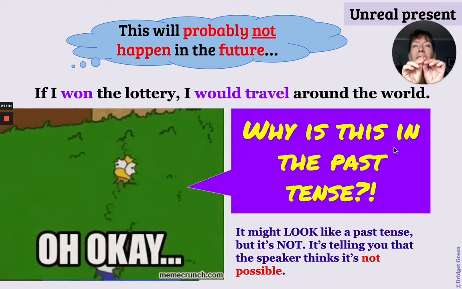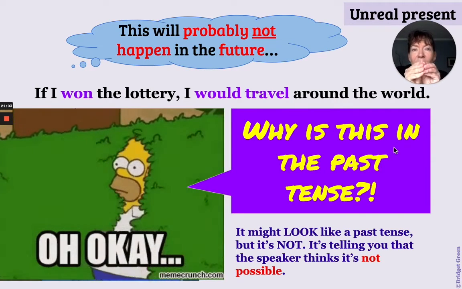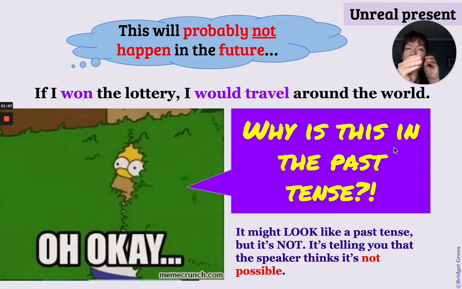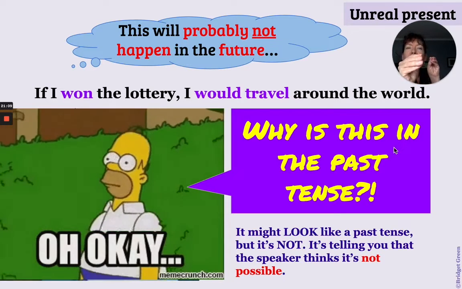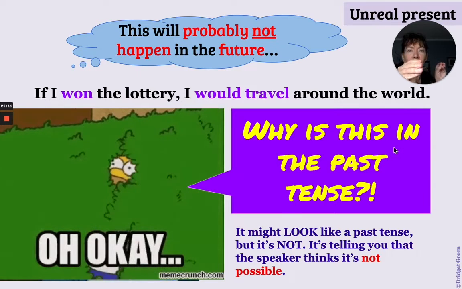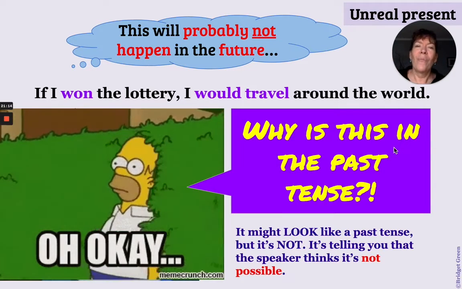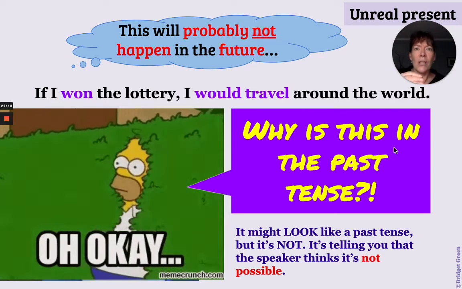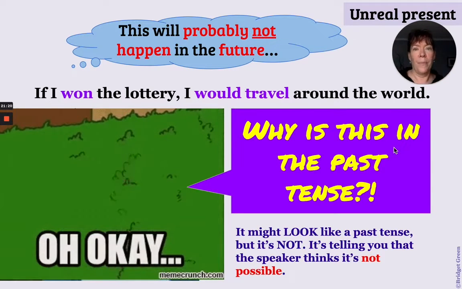So, if it's in the present tense, we think it's close to us. But if it's in the past tense, it's farther away, and that shows it's less possible. So, past tense. You just have to remember, it's not the past. It's just less possible.